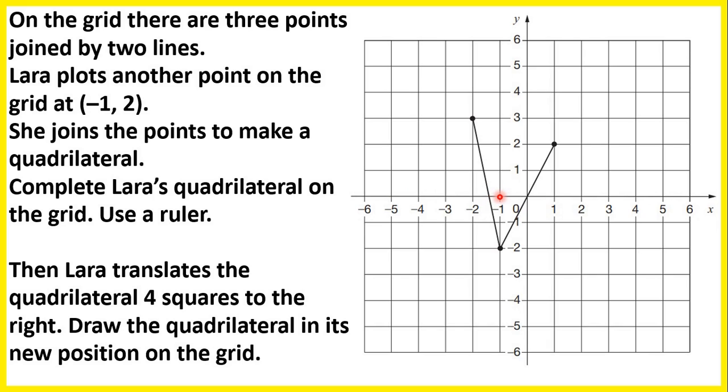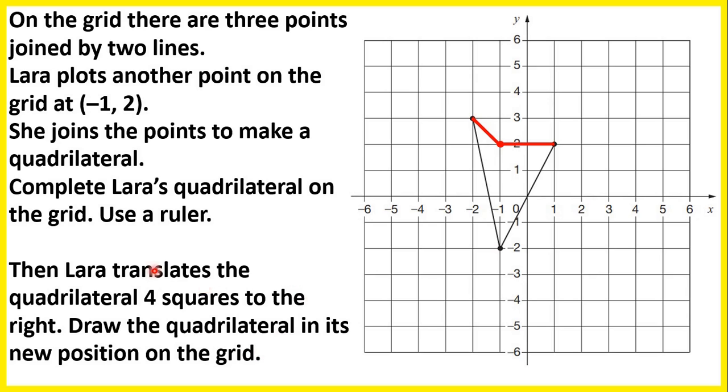So we know that the coordinate of the point has to be in line with -1, and then we have a y-coordinate of 2, so we need to plot our point here, because when we go down to the x-axis we have -1, and when we go across to the y-axis we have 2. So we can join the points to complete the quadrilateral. Then Lara translates the quadrilateral 4 squares to the right. Draw the quadrilateral in its new position on the grid.